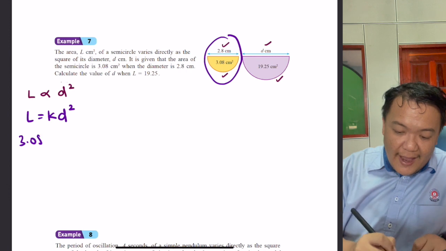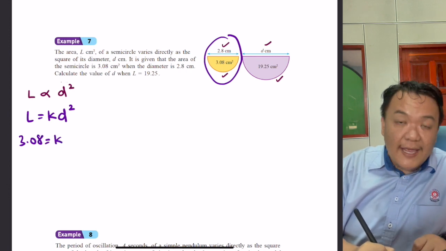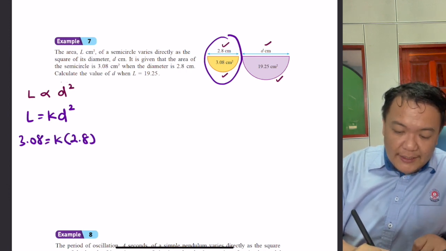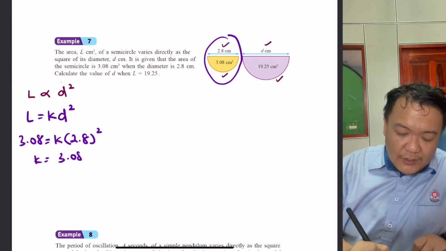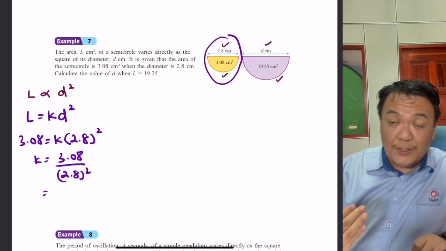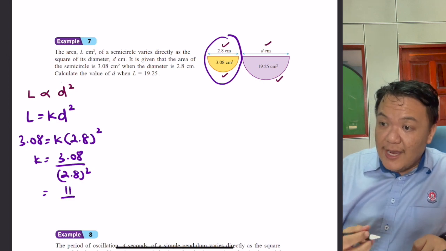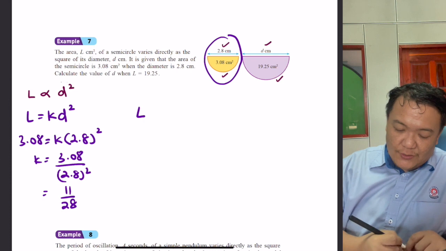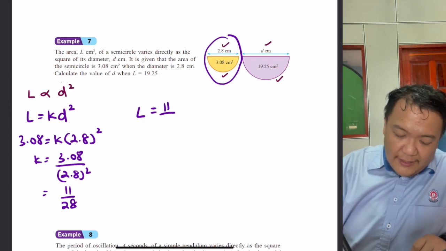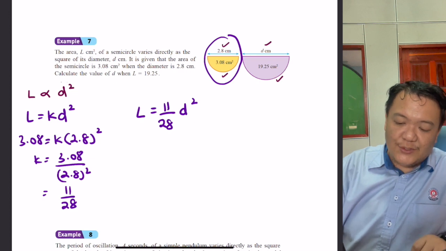Okay, so kita ada L is 3.08 is equals to K, diameter is 2.8 square. Okay, so K is equals to 3.08 divided by 2.8 square. Okay, so press your calculator. So K is equals to 11 over 28. Okay, so we know that L is equals to 11 over 28 D square.